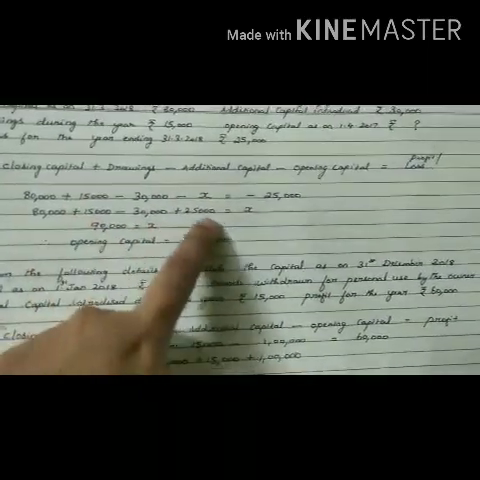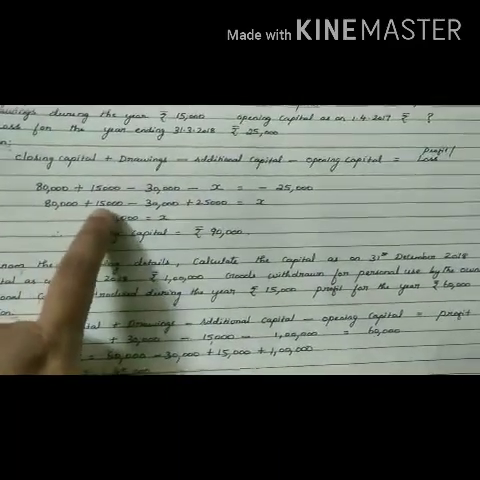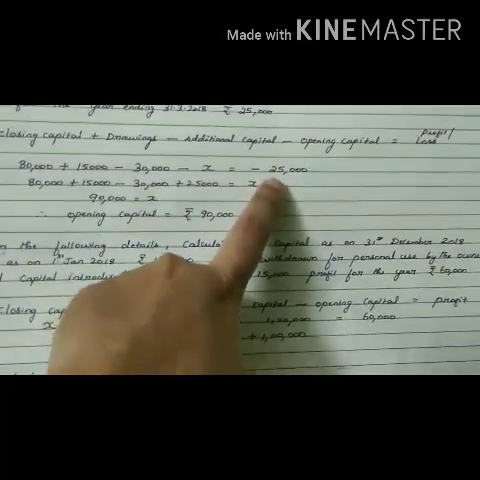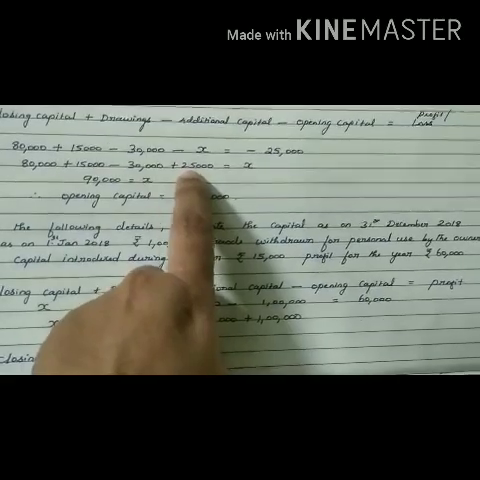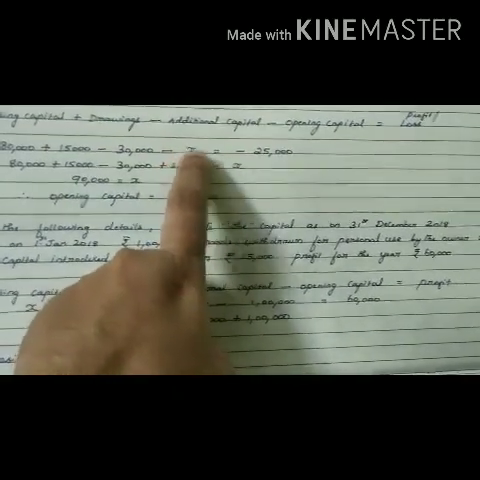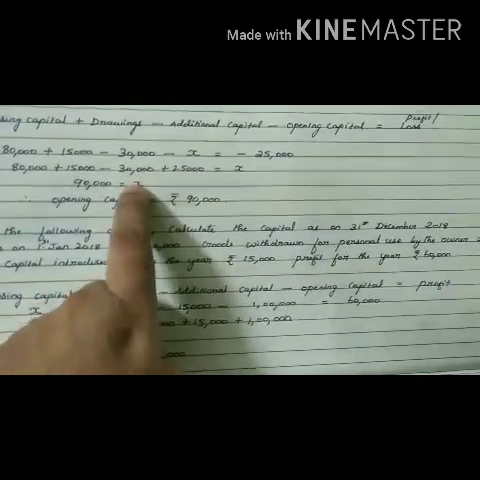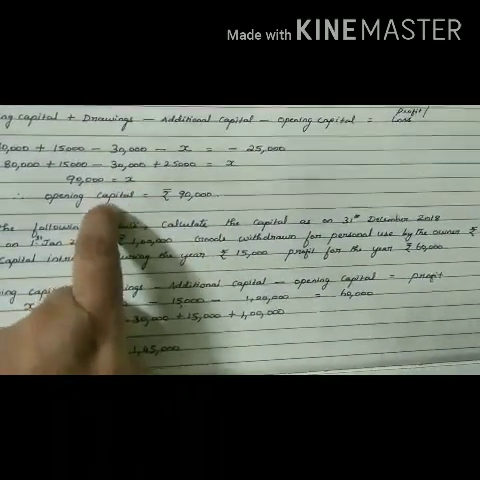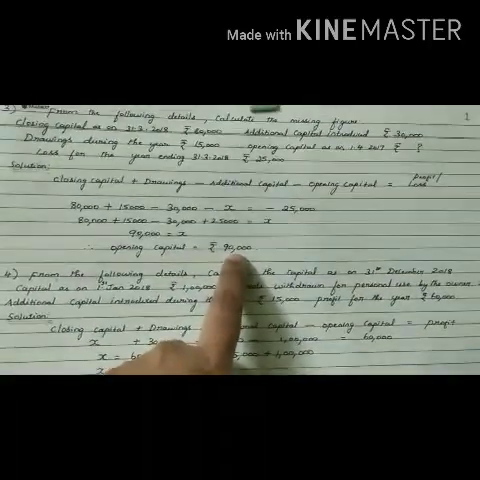Now we are going to solve this equation. So 80,000 plus 15,000 minus 30,000. This minus 25,000, if it goes to the other side, becomes plus 25,000. And this minus X, if it goes to the other side, becomes plus X. So if you solve this, you get X is equal to 90,000. So X is nothing but your opening capital. So opening capital is 90,000.